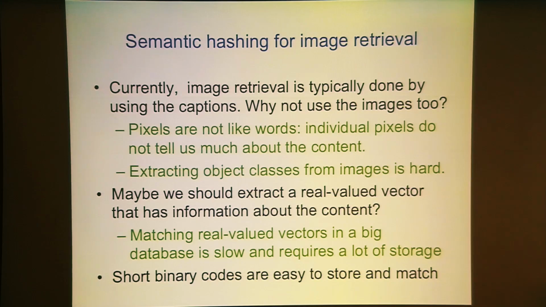So for image retrieval, what we'd like to do is, instead of using captions, well, what we'd really like to do, of course, is extract objects from images, which is rather hard, and then use the objects in the images like you use the words in a document. A word in a document is quite good at retrieving similar documents because it has a lot of meaning associated with it. Whereas a pixel in an image has very little meaning associated with it. I mean, it might be red, it tells you something, but not much. And you'd like to get to objects.